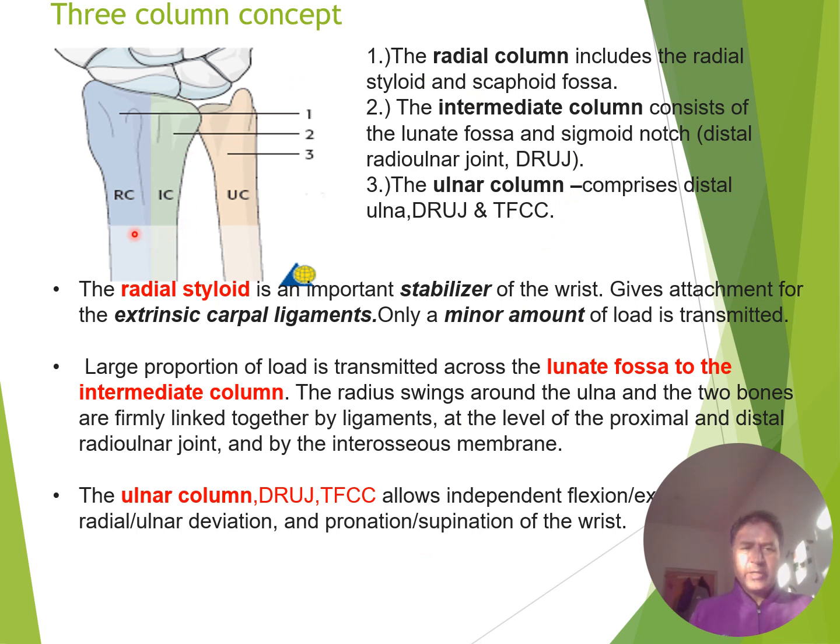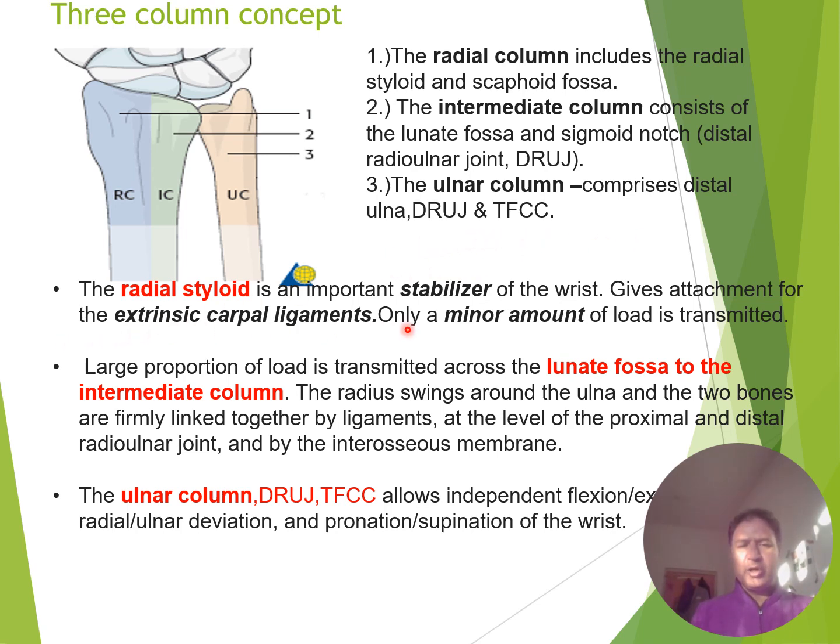Now we have, you can see, RC, IC, UC: 1, 2, 3. Three-column concept. What is the three-column concept? The radial column, RC, includes the radial styloid and scaphoid fossa. The intermediate column, IC, consists of the lunate fossa and sigmoid notch, distal radioulnar joint DRUJ. The ulnar column comprises the distal ulna, DRUJ and TFCC.